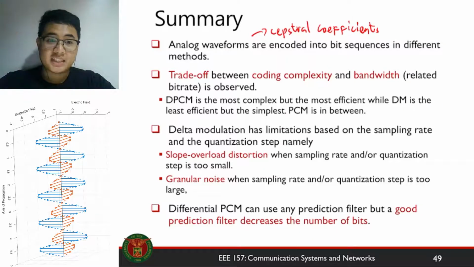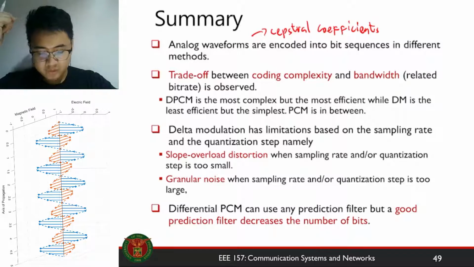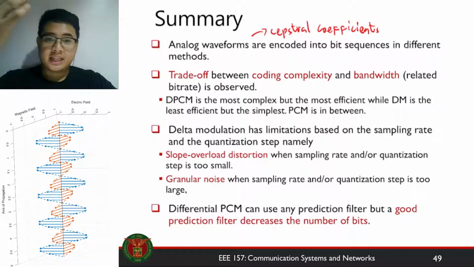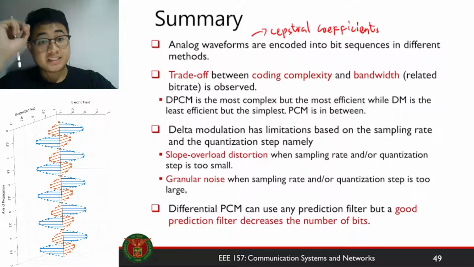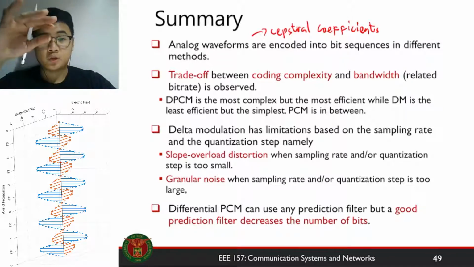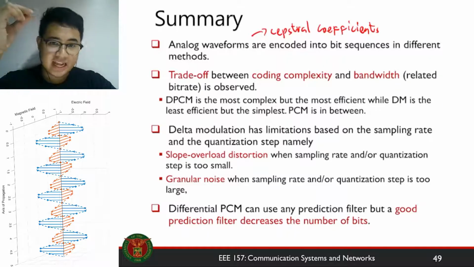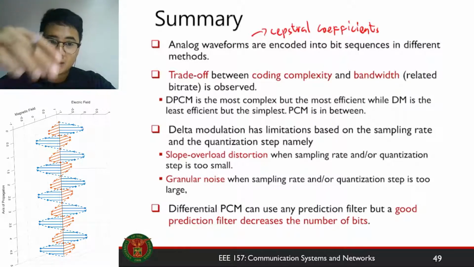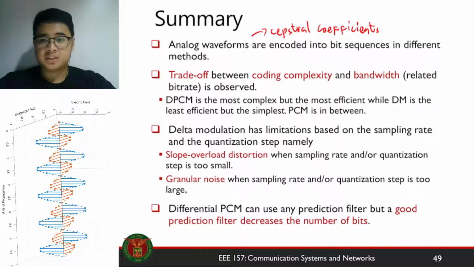The process is complicated compared to DPCM, DM, and PCM, but the encoding is more efficient. So from there, you can say that there's a trade-off between the complexity of your coding scheme and the bandwidth, or the bit rate. So you can observe that. As we can see here, the PCM is the most complex, but it's the most efficient, while DM is the least efficient, but the simplest to implement.